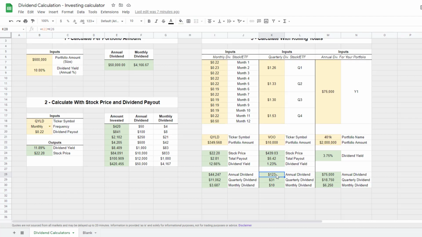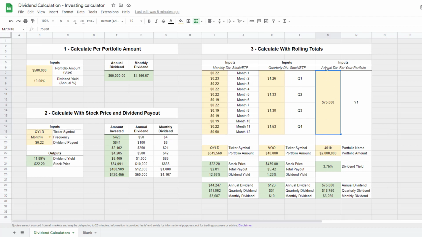Come down to annual dividends, and you take your portfolio amount, multiply it by your annual dividend yield, and you get $123 of annual dividends with every $10,000 invested in VOO. For quarterly dividends, take your annual dividend, divide it by 4. For monthly, take your annual and divide it by 12.